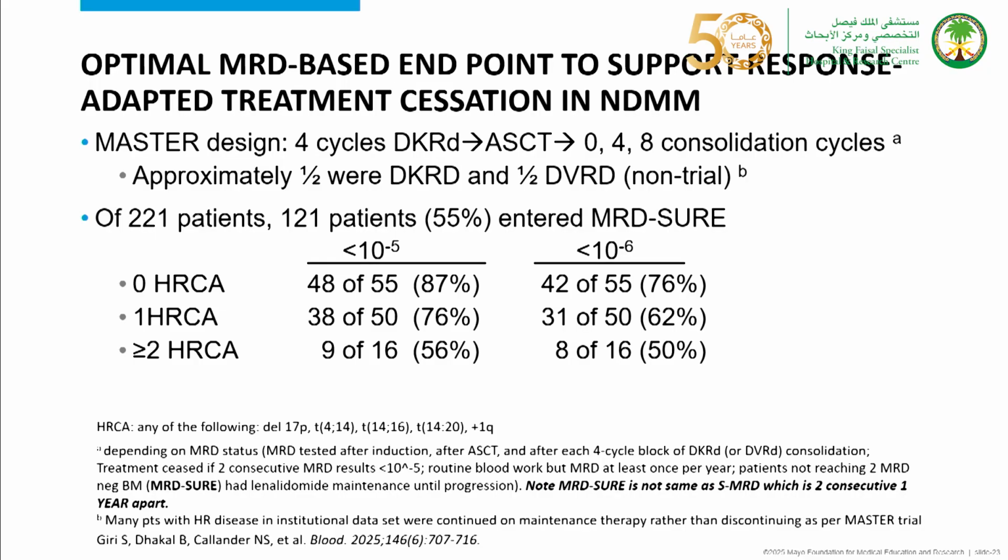55% did achieve this, what they called MRD-sure, which was 2 MRD negatives. And then what you can see here is they broke it down by high-risk cytogenetics. So patients who had 0 high-risk cytogenetics were, number 1, more likely to have this MRD-sure, to get into an MRD negative, both 10 to the minus fifth on the left and 10 to the minus 6 on the right. And it decreased the likelihood that you would get into an MRD negative status as you had more high-risk cytogenetics.